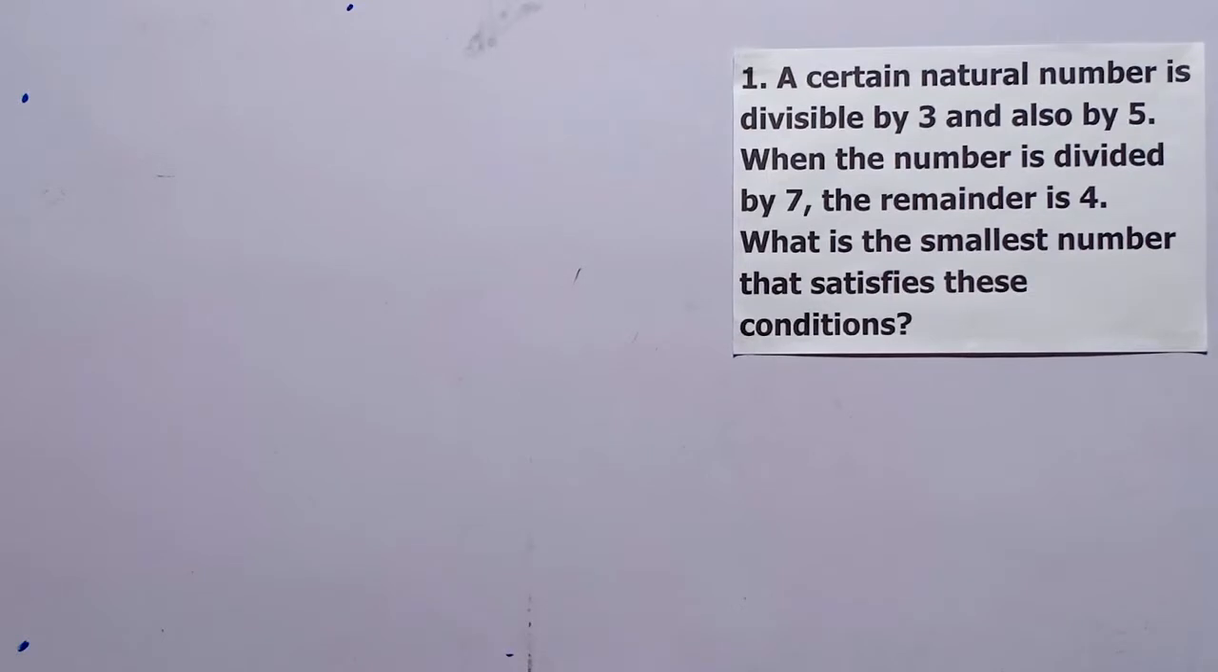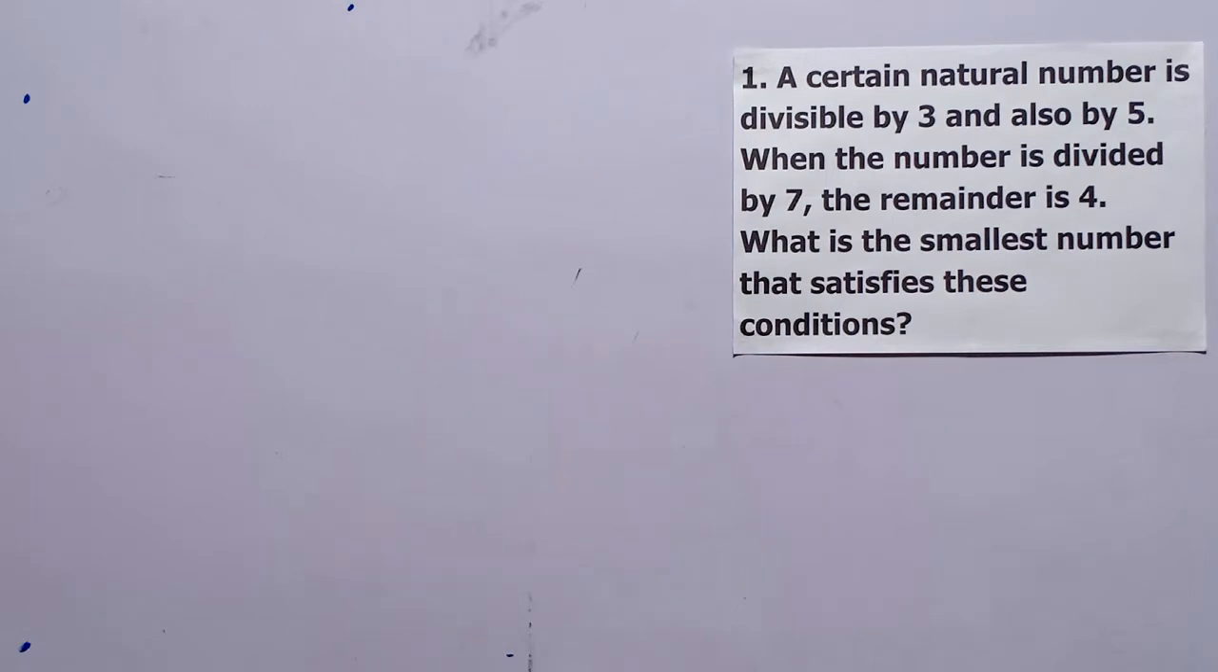Let's start solving problem number 1. A certain natural number is divisible by 3 and also by 5. When the number is divided by 7, the remainder is 4. What is the smallest number that satisfies these conditions?